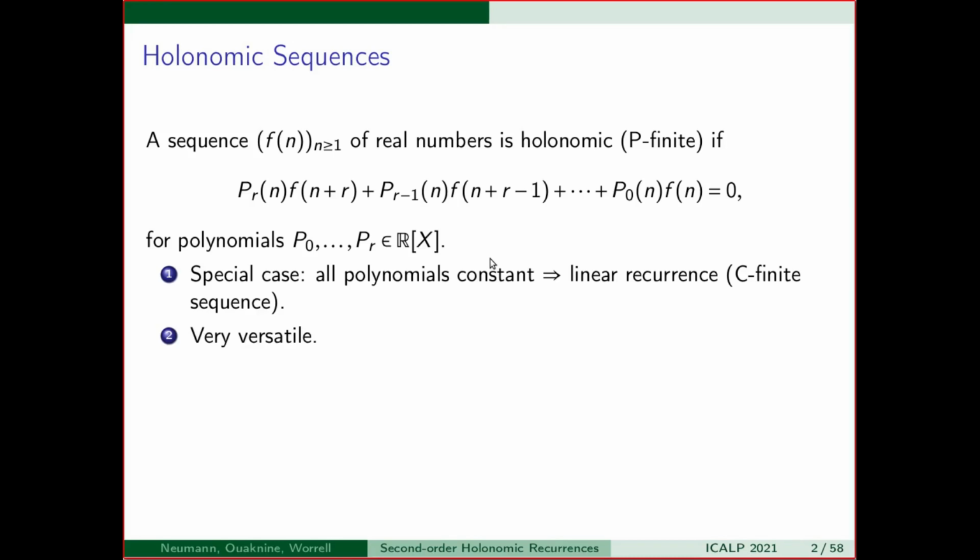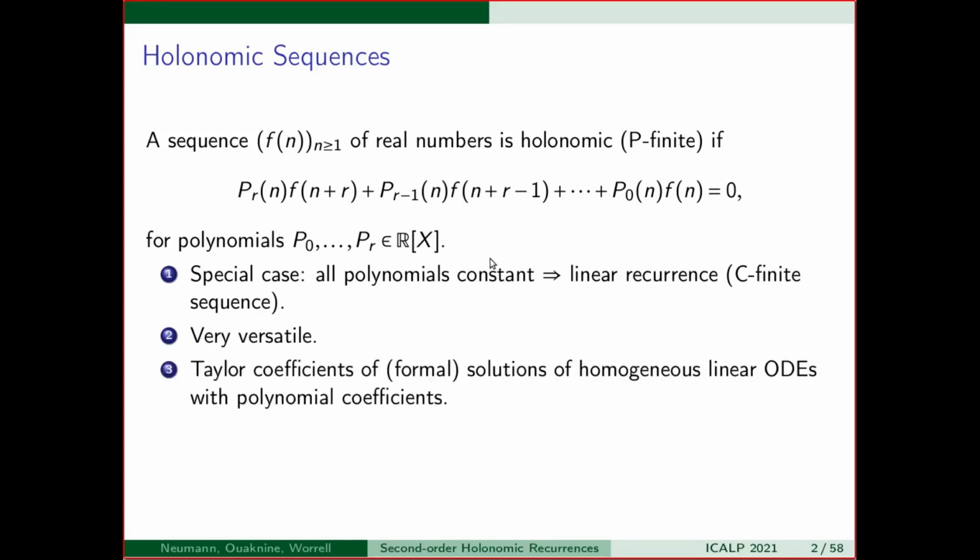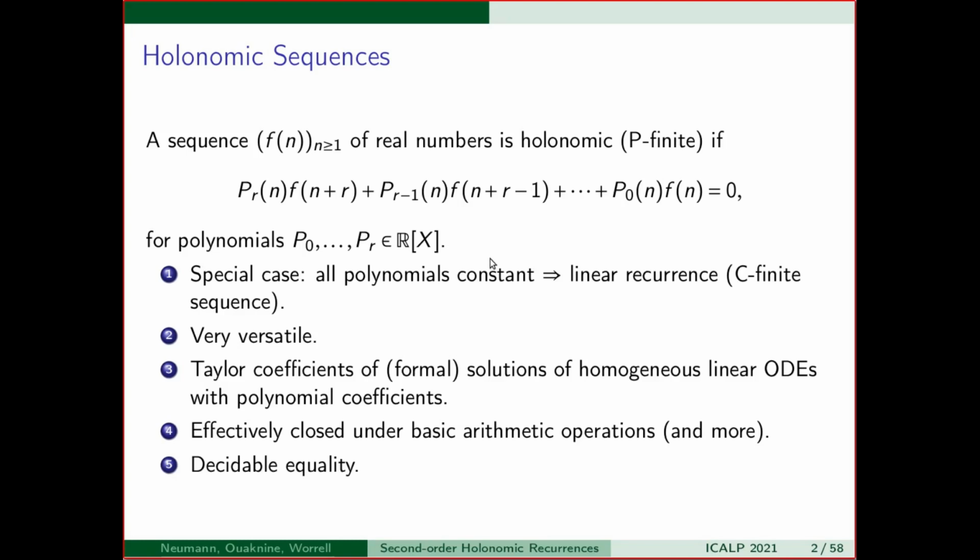But of course, holonomic sequences with non-constant polynomial coefficients are much more versatile and powerful. You can express things like factorials, binomial coefficients. The Catalan numbers are a special case, and they can be characterized essentially as the Taylor coefficients of formal solutions of homogeneous linear ordinary differential equations with polynomial coefficients, which makes them show up in many applications in science and such. They are effectively closed under addition and multiplication and other operations, which implies that the equality relation for such sequences is decidable. And this is quite a powerful tool for automatic equality proving.